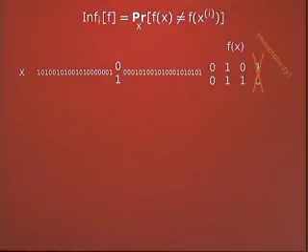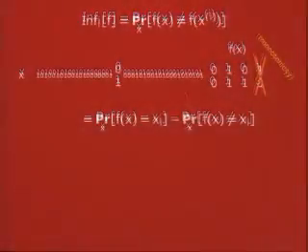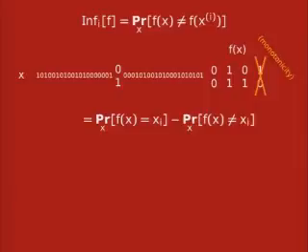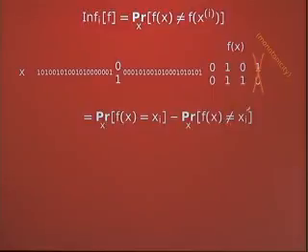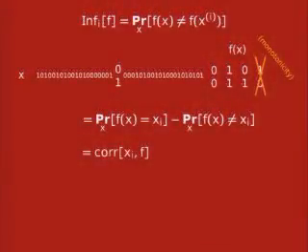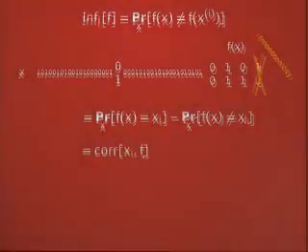Okay? So since these are the only three possibilities, you see it's also basically the probability that f of x equals x_i. Or more precisely, it's the probability that f of x equals x_i minus the probability that f of x differs from x_i. Okay? Well, if you don't quite follow that calculation, it's very trivial, so take my word for it. This is precisely the correlation of x_i with f.